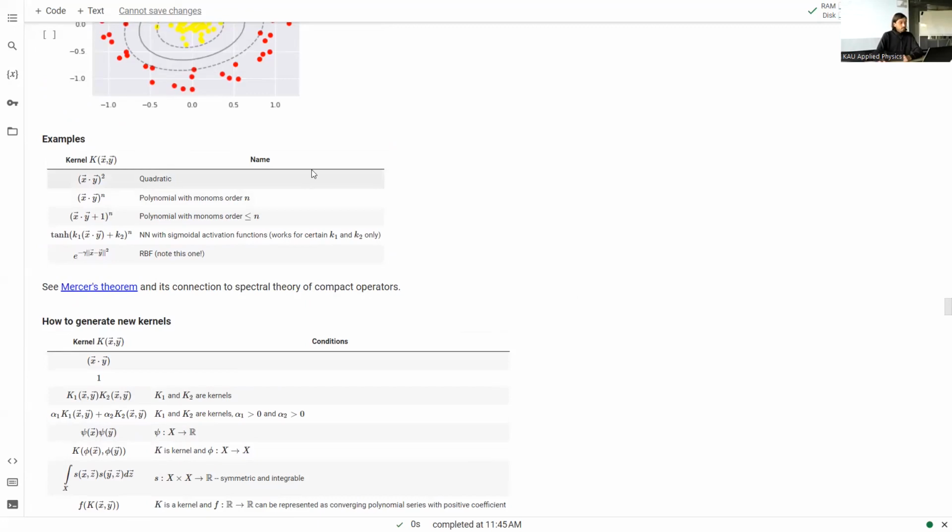Okay, so examples of kernels. Quadratic kernel: you take a scalar product in your original space and you take a square. Pretty okay. Do the same, but not square, some order n. That's okay. Scalar product plus 1, and then to the power of n. So-called polynomial kernel. Still a good kernel.